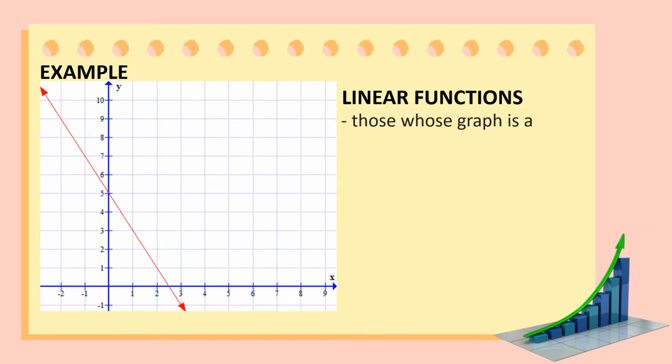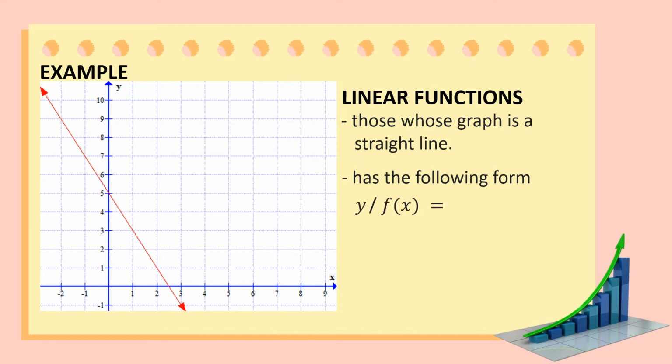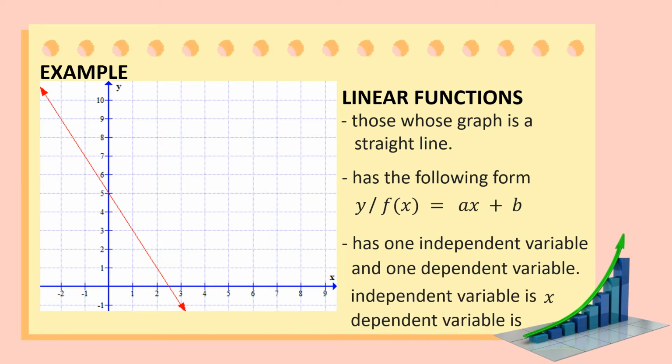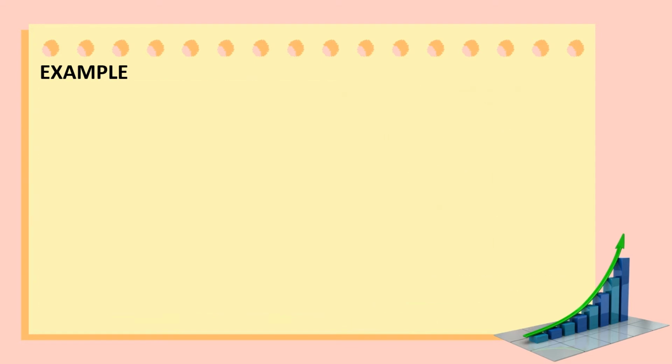Linear functions are those whose graph is a straight line. A linear function has the following form: y, or f of x, is equal to ax plus b. A linear function has one independent variable and one dependent variable. The independent variable is x, and the dependent variable is y. We proceed to our next graph.